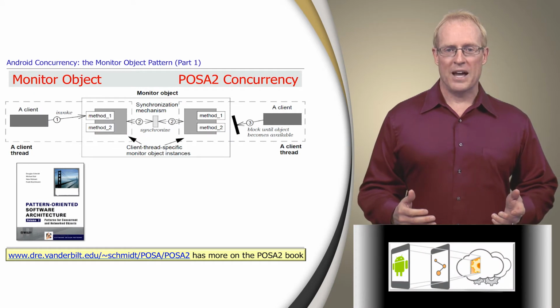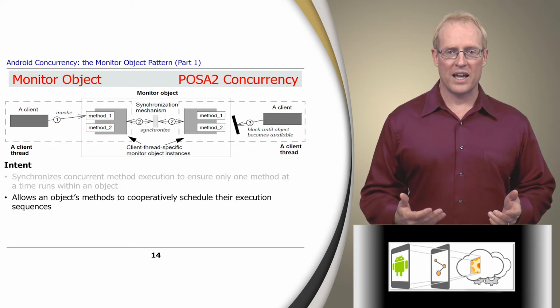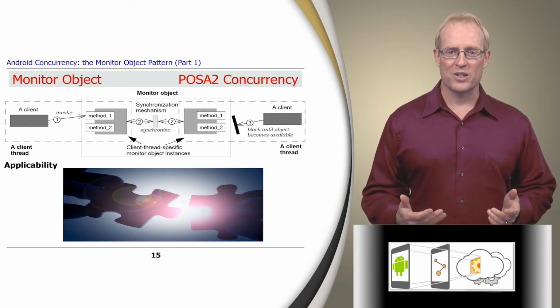The monitor object pattern appears in the POSA book. The intent of this pattern is to synchronize concurrent method execution to ensure that only one method at a time runs within an object. It also allows an object's methods to cooperatively schedule their execution sequence. This pattern is applicable under several conditions.